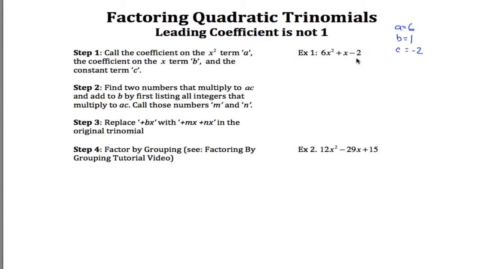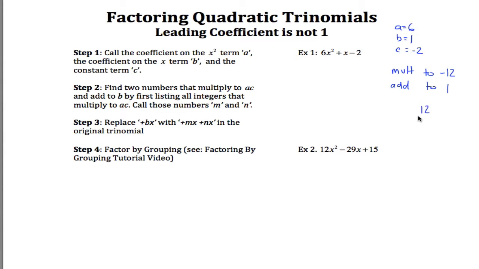It's -2 here. And then what we want to do is find two numbers that multiply to whatever a times c is. So a times c in this case is -12. And add to whatever b is. Be careful: if the leading coefficient is a 1, you just look for numbers that multiply to -2. But here we want to find numbers that multiply to 6 times -2, -12, and add to 1.